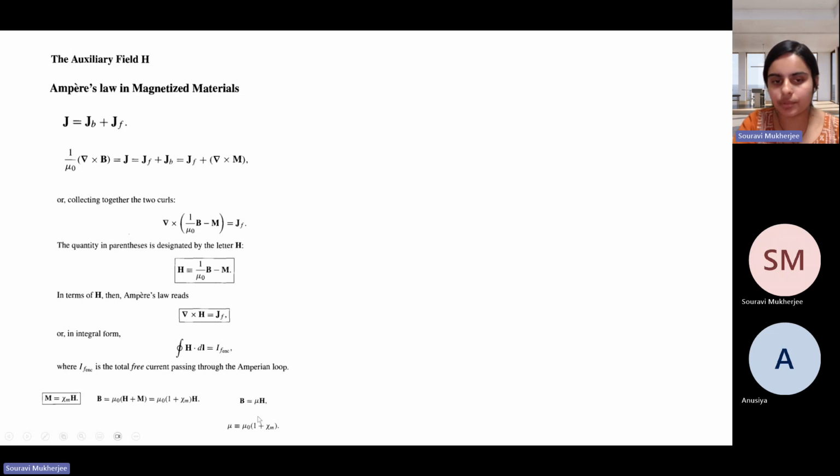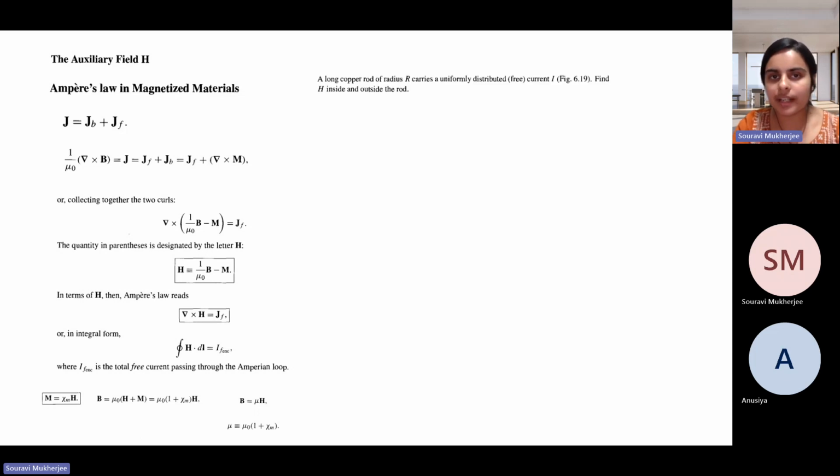Right? So in questions, suppose there is some material where your chi m is provided. You can find the relative permeability of the medium, and from there you can see how the magnetic fields and the auxiliary fields are related. You can use these relations to find the fields and the auxiliary fields. You can also use this relation if JF is known. So if the current that you're providing externally is known to you, you can use this relation to find H, and from there you can use this relation to find B.